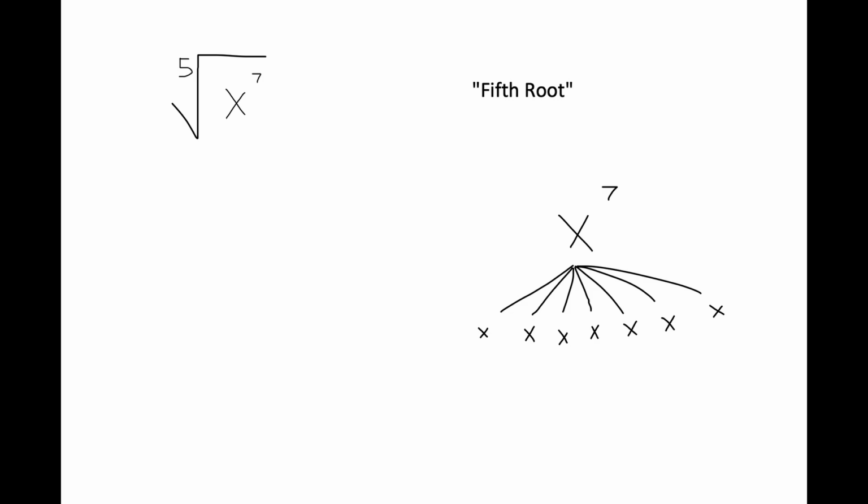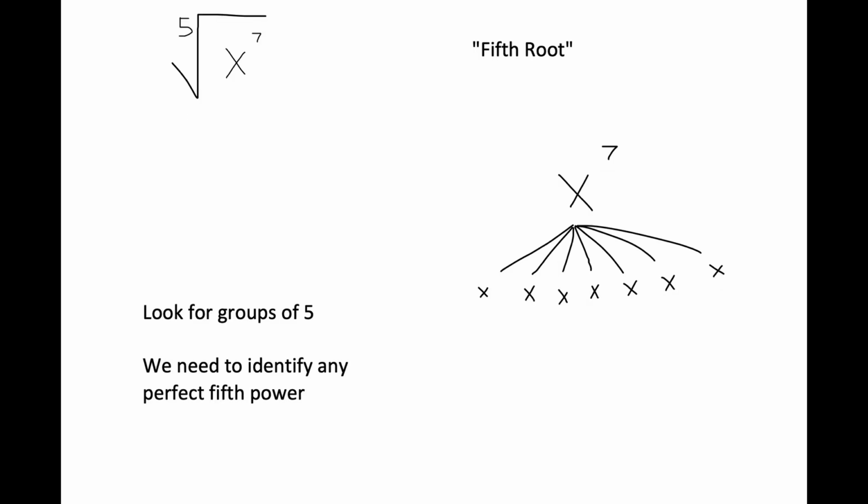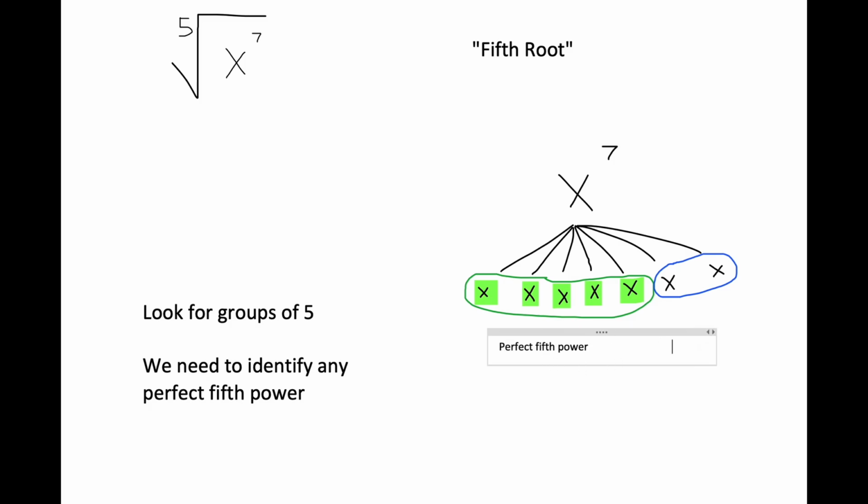Because it's a fifth root, we are looking for groups of 5 now, because we need to identify what could be referred to as a perfect fifth power. Okay, so we need something times itself, times itself, times itself, times itself. 5 of them. This leaves us with 2 x's who are not in a group of 5. So that means that these x's are a perfect fifth power, whereas the other x's are, I'll say, non-perfect fifth.